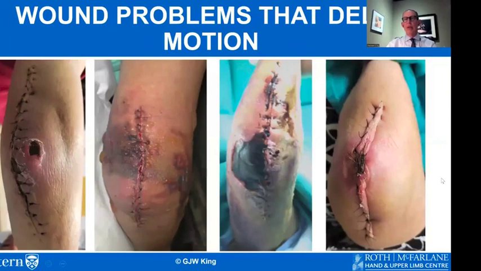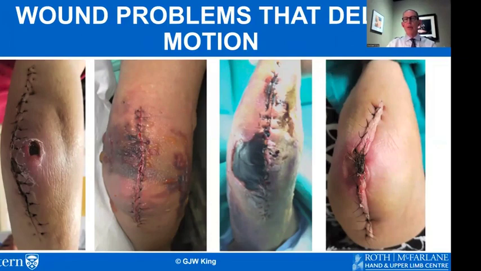I think the other thing that we can see in elbow arthroplasty that results in stiffness is any issues related to the wound. Here are some examples I have had over the years of problems with total elbow arthroplasty incisions. Granted, most of these patients were on steroids or TNF inhibitors, but suffice it to say, these are devastating when they occur after an elbow replacement.